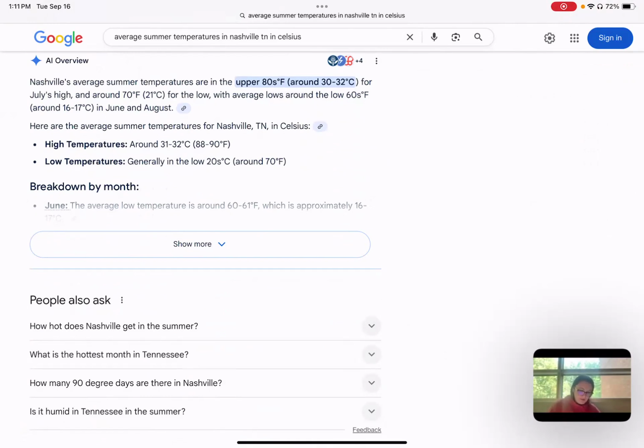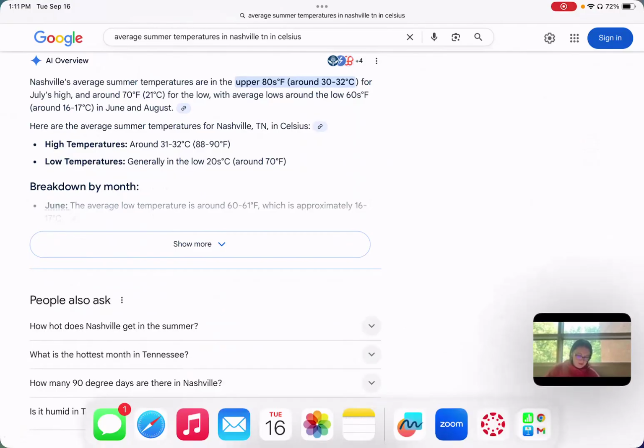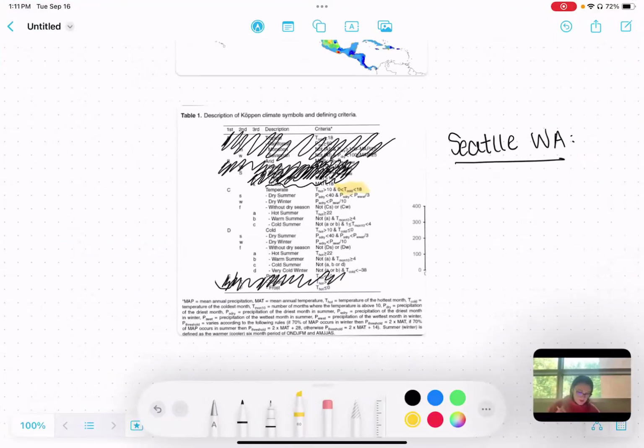So it's around 30 to 32 degrees Celsius, or in the upper 80s. Great. So it's greater than 10. So that tells us that it is C. So again, we can get rid of the D climate area. Great. So now we are left with figuring out if it's S, W, or T. So is it a dry summer, dry winter, or without a dry season?